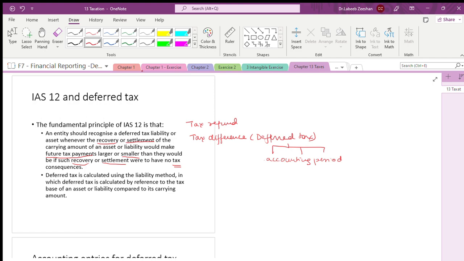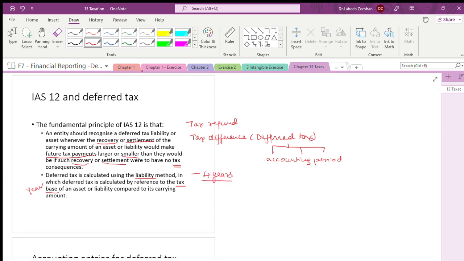Deferred tax uses the liability method, in which the deferred tax is in reference to the tax base. Tax base is nothing but the tax year. Deferred tax is the liability method. See, there is an option, very simple. There is the option. What is the time period they will mention?